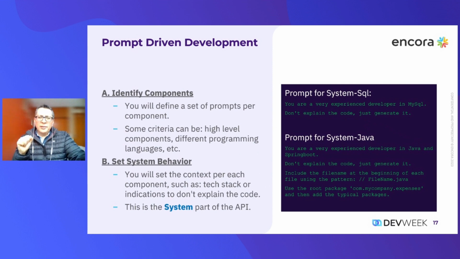Specific indications. General indication for the model, because the specific is in another part. For the Java, something similar. For example, you are a very experienced developer in Java and Spring Boot. Okay, we are setting the tech stack and the personality for the model.